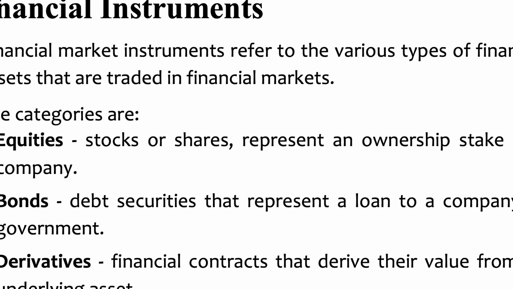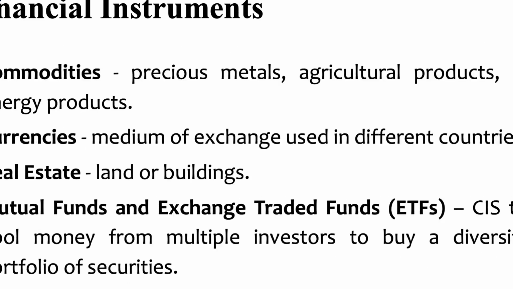Then derivatives, financial contracts that derive their value from an underlying asset. It could also be commodities like precious metals, cocoa, agricultural products, oil and gas. They are also traded in the financial market. Then we have currencies, that is, the medium of exchange of different countries. Then we have real estate: land, buildings, and estate.